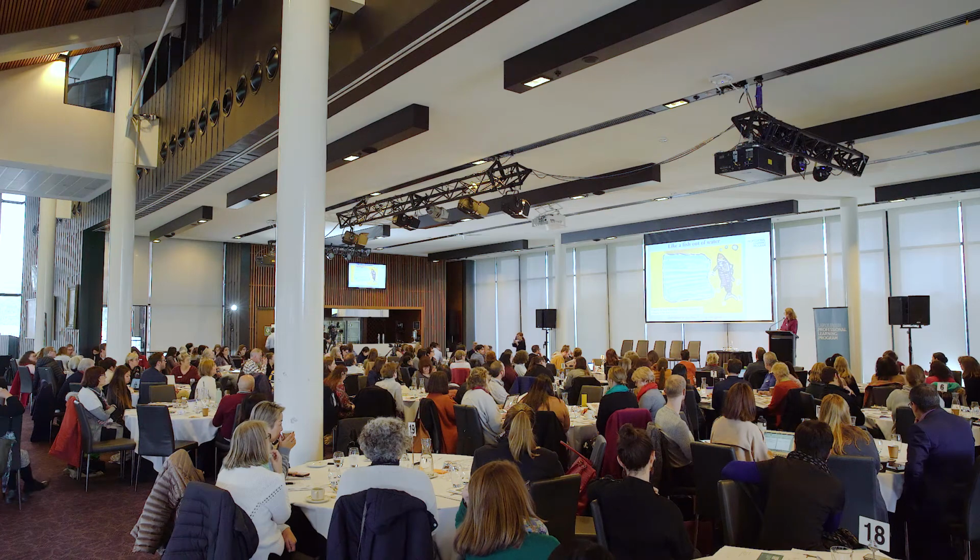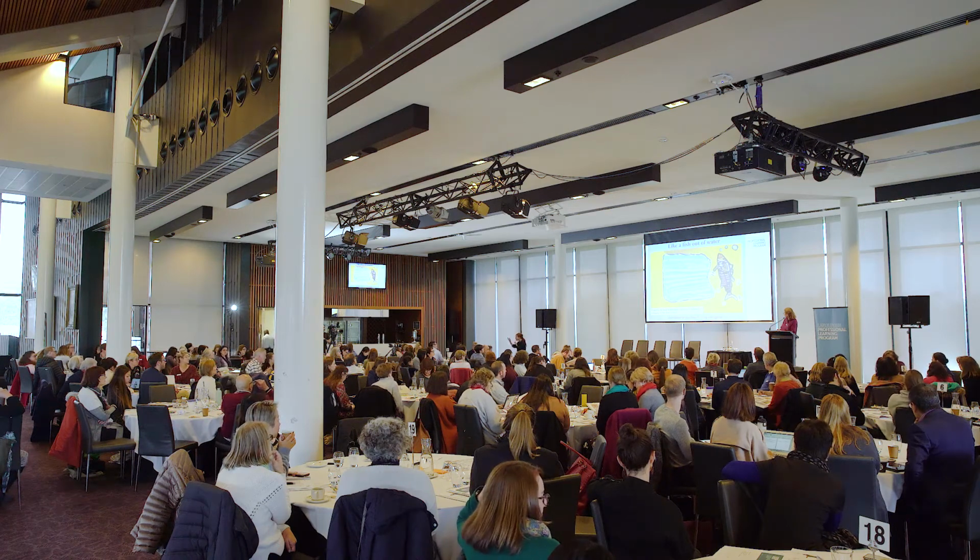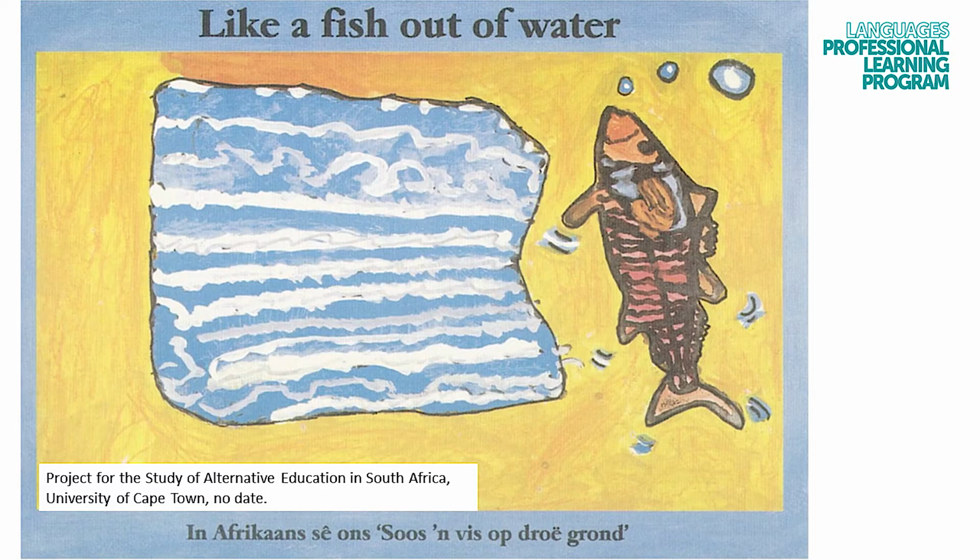What it is in Afrikaans. In Afrikaans sê ons soos 'n vis op die droë grond. A vis is a fish on dry ground. Thank you. So like a fish out of water isn't translated directly in Afrikaans. The wise saying has a slight change in meaning, and it has to do with the cultural context.